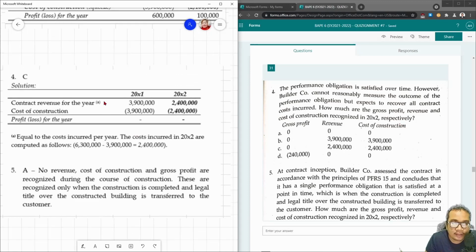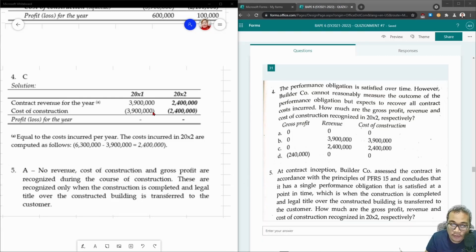So, in that case, ito, number 4, contract revenue for the year equal to the cost incurred per year. Di ba? Kasi zero profit eh. Wala kang i-recognize na profit. Di ba? That the revenue is only recognized up to the cost that is expected to be, anong word na yan? To be recovered, di ba? So, in this case, quits lang. 3.9, 3.9, 2.4 to. Kasi yung mga to be recovered eh. Kaya wala yan. Zero.